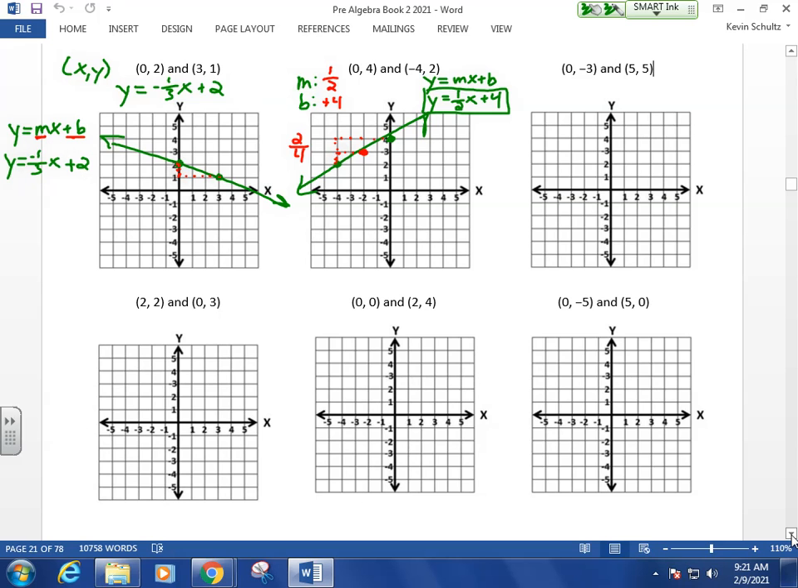Questions on this so far? Okay, let's do the next one. 0, -3, and 5, 5. So go ahead and plot 0, -3 on the y-axis, 5, 5 up there in space. And we're going to connect them with a line. Again, I would like you to identify what is the slope and what is the y-intercept. What is your m and what is your b?